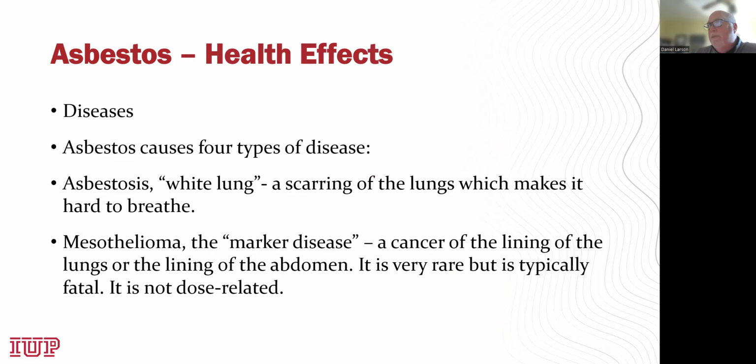There's really four types of disease that are most commonly talked about. There's white lung, or asbestosis. It's a scarring of the lungs, which makes it very difficult to breathe. There's mesothelioma. Mesothelioma is a cancer of the lining of the lungs, the lining of the abdomen. It's very, very rare, but if there's a diagnosis of mesothelioma, it definitely comes from asbestos exposure.